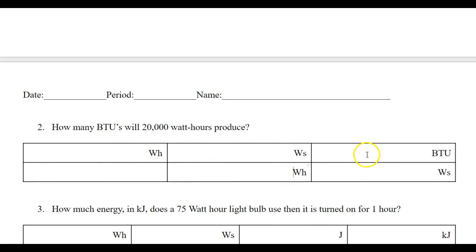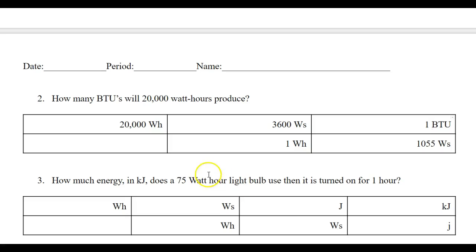If the numbers are across the top, it's multiplication. If there's numbers on the bottom, it's a division problem. And so what I've done is I've kind of pre-filled this out. So, your watt hours here are going to cancel out. So it's 20,000 times 3,600 divided by 1,055.